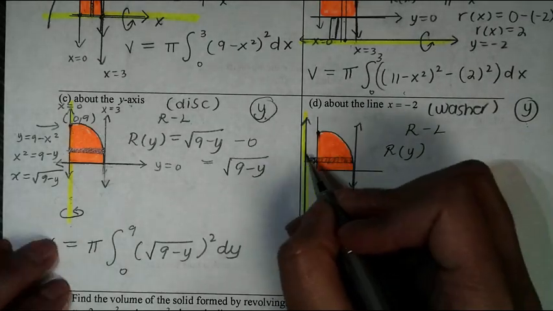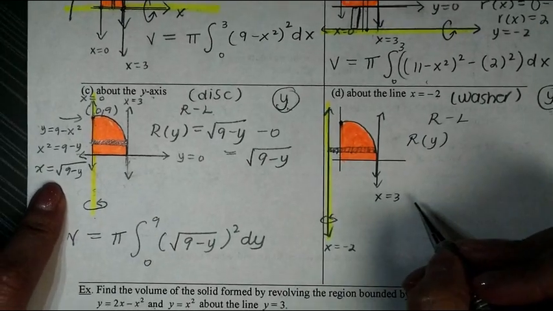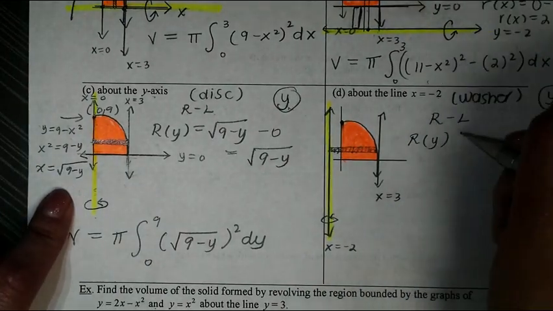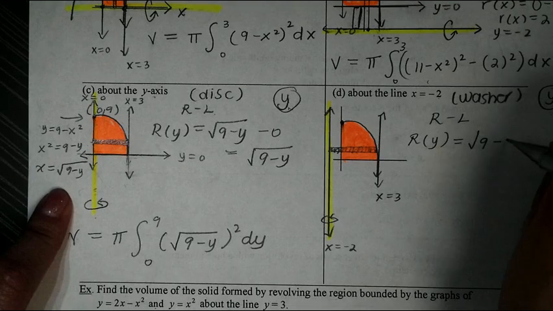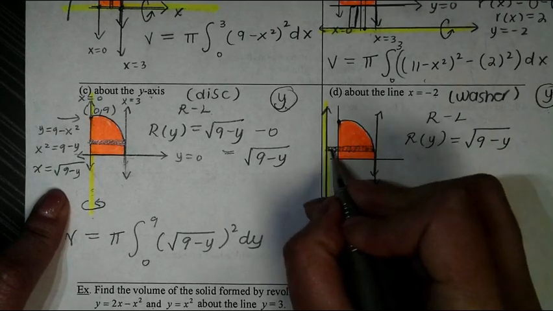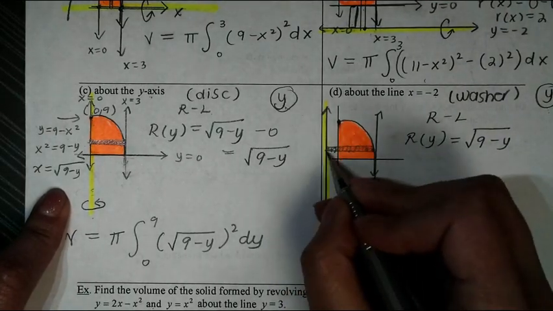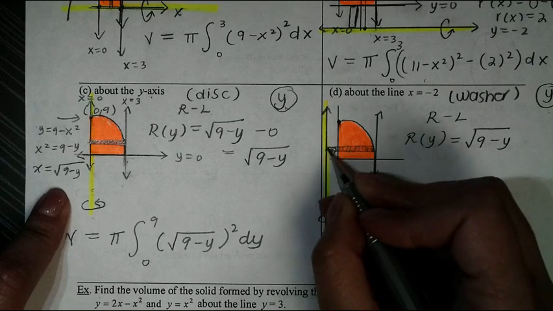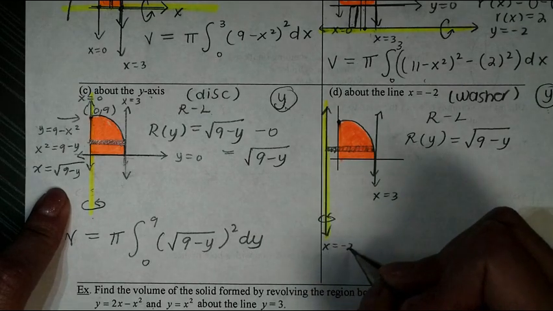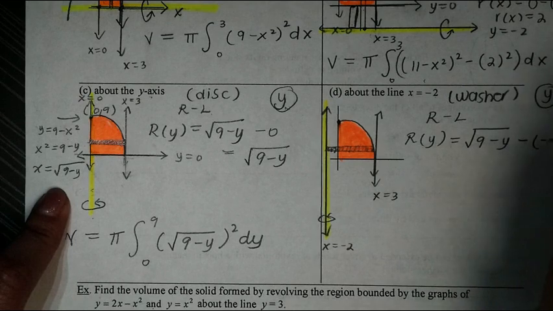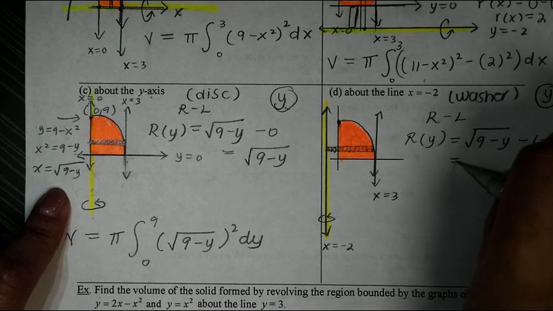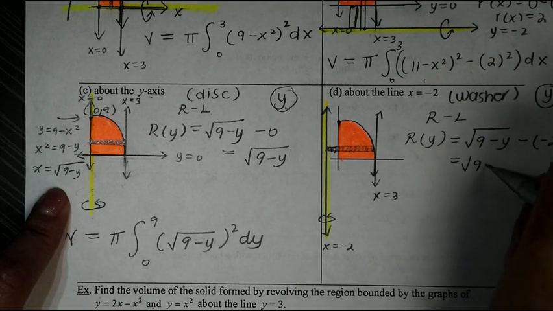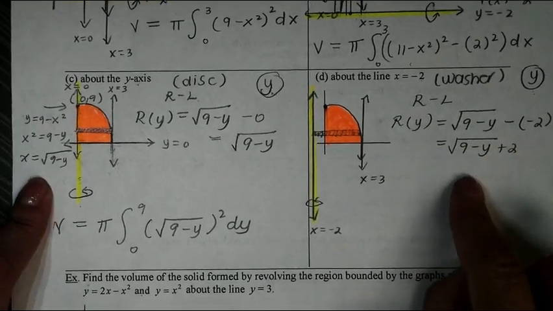So your big R, the top of the orange situation, is going to be the curve, which we already discovered in terms of y was this one. So your right is going to be 9 minus y, and your left here is going to be the yellow, aka the axis of revolution, which is x equals -2. So you have that it's -2. So what you have is the square root of 9 minus y plus 2. Do you agree with that? So this is going to be your big R.